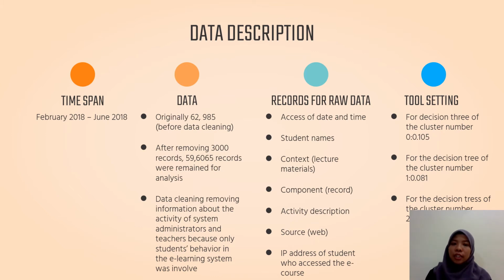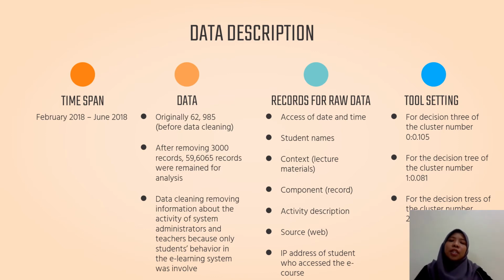Here the data originally is 62,985 records before the data cleaning. After removing 3,000 records, this is a typo. Actually, 59,605 records will remain for analysis. The data cleaning removed information about the activity of system administrators and teachers, because only student behavior in the e-learning system was involved.